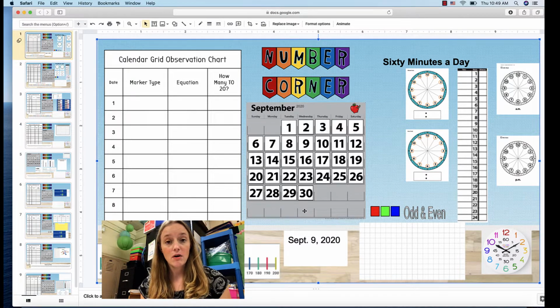For today, you are going to need a whiteboard and a marker, or you could use a piece of paper and a pencil. So go ahead and pause me while you gather those things, and then unpause me when you're ready.